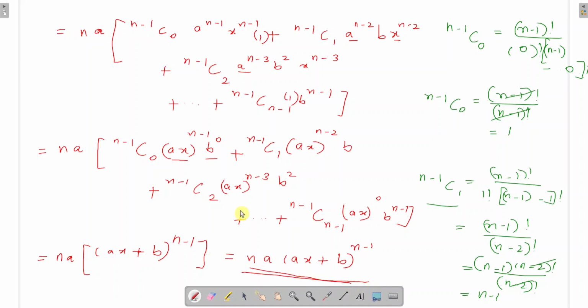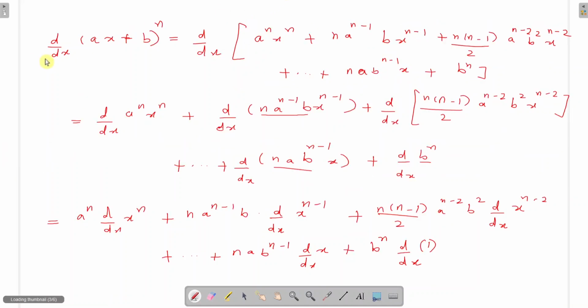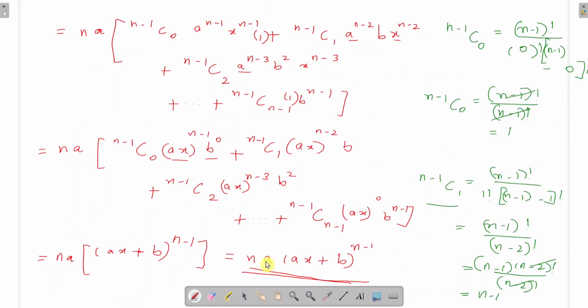Okay, the derivative we have found out. So the derivative of this, we started it here, right? And we got the derivative as this, na times ax plus b raised to n minus 1.